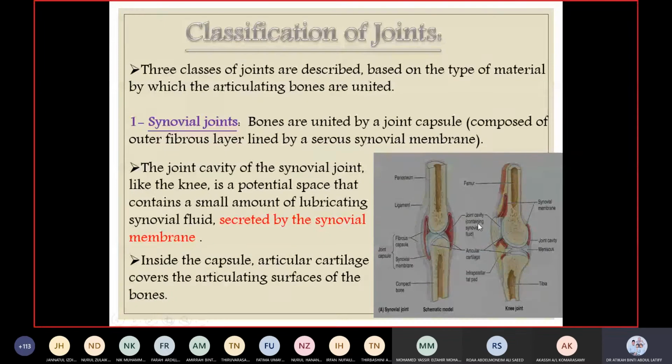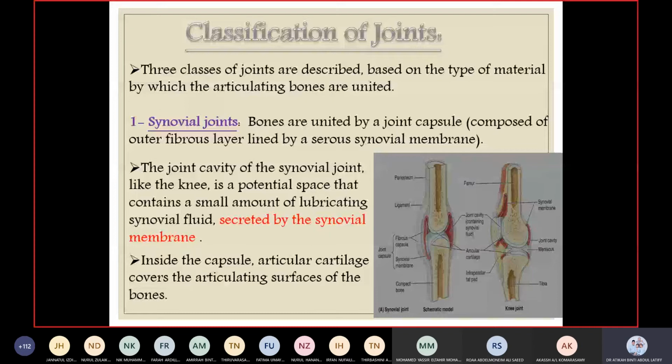For example, here these are two bones, and the joint here is united by this synovial cavity. So this is the synovial joint, where bones are united by a layer containing synovial membrane and fluid.